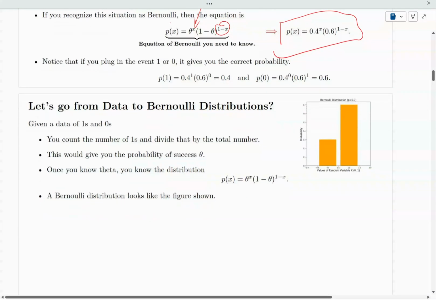Let's go from data to a Bernoulli distribution. Given data of ones and zeros, so let's say this is the data, you count the number of ones and then divide that by the total number. Basically, you want to know the probability of success, which we're going to set as theta. Once you have theta, you just plug it into this equation, and that is your P of X.